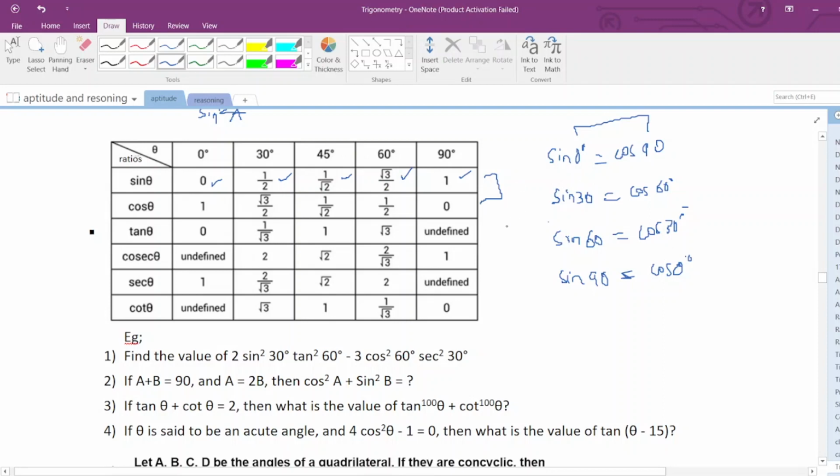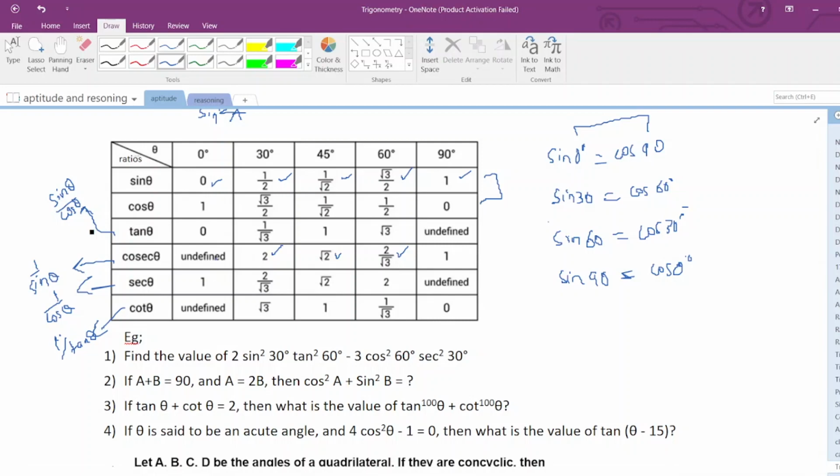If you know the sin and cos, you can tell for tan, right? So tan is equal to sin by cos, correct? Sin theta by cos theta, and the cosecant is equal to 1 by sin theta. So 1 by 0 is undefined, 1 by 1 by 2 is equal to 2, 1 by 1 by root 2 is root 2, and 1 by root 3 by 2 is equal to 2 by root 3. For secant, we know 1 by cos theta, and cot is equal to either 1 by tan theta or else cos theta by sin theta. So just remember the first row itself and try to understand the remaining table.